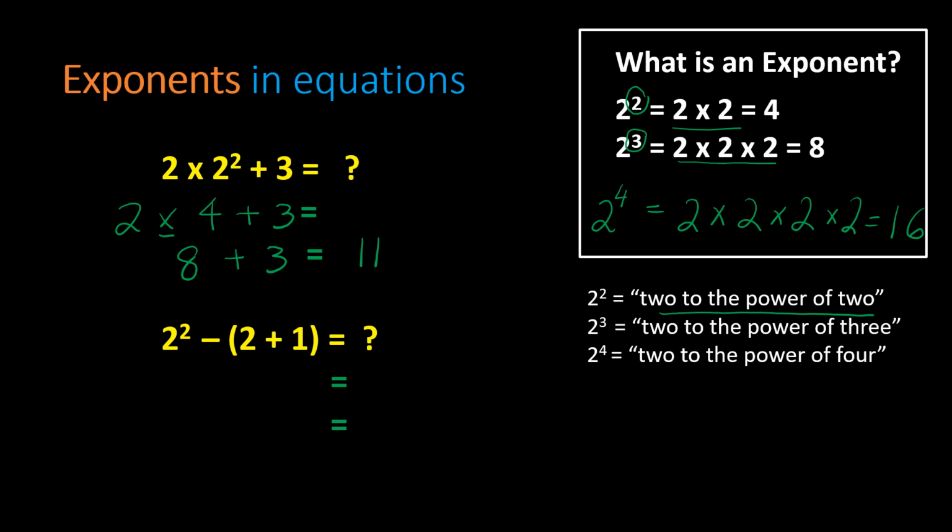Now we have here 2 to the power of 2 minus 2 plus 1 in brackets. Well, BIDMAS says brackets comes first. So 2 to the power of 2 minus 3. So we have 2 to the power of 2, which is 4, minus 3, and we get 1.